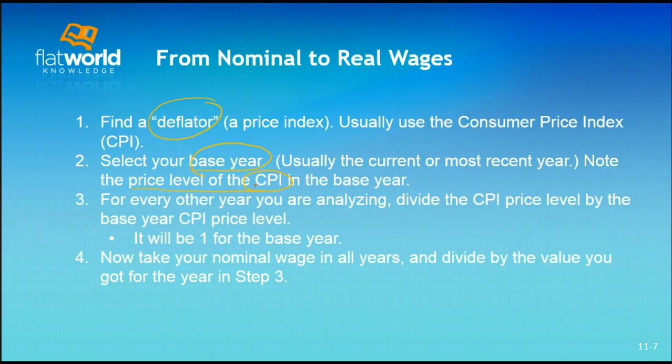The next step is to take every other year you are analyzing. It could be 50 years' worth of data, it could be 2 years' worth of data, but for each year you've got, take the stated CPI price level in that year and divide it by the CPI price level in the base year. Now, if I took the CPI price level for 2014 and divided it by the CPI price level for 2014, I would get 1. So you should get an answer of 1 when you do this calculation for your base year.